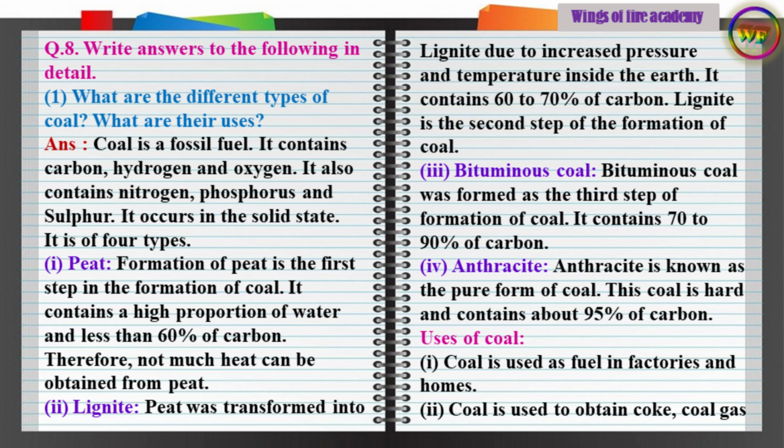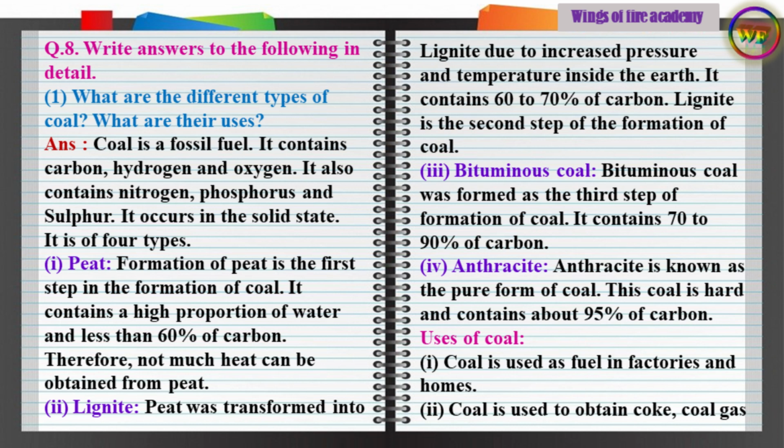1. Peat. Formation of peat is the first step in the formation of coal. It contains a high proportion of water and less than 60% of carbon. Therefore, not much heat can be obtained from peat. 2. Lignite. Peat was transformed into lignite due to increased pressure and temperature inside the earth. It contains 60 to 70% of carbon. Lignite is the second step of the formation of coal.